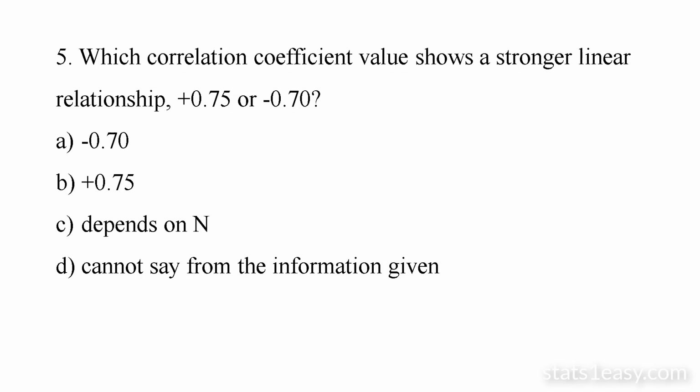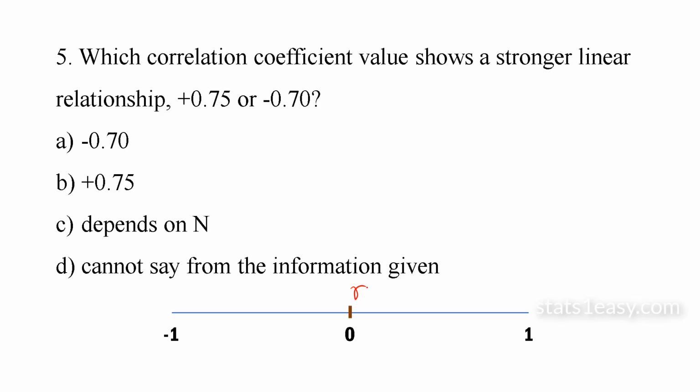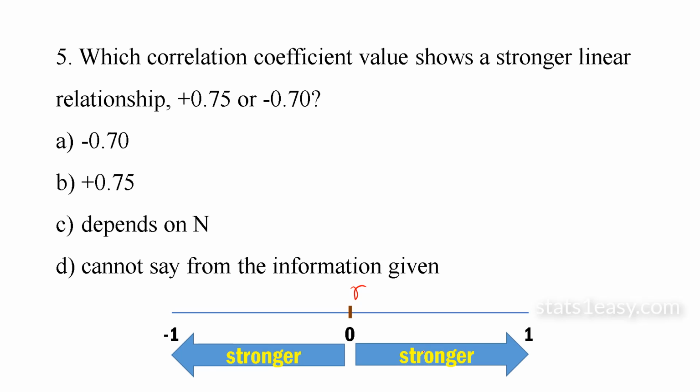Which correlation coefficient shows a stronger linear relationship, 0.75 or -0.70? We know that the correlation coefficient is represented by R. We also know that if R is close to 0, the relationship is weak. So the farther R is from 0, the stronger the relationship. So obviously here, the relationship is stronger for 0.75 than for 0.70. We really don't care about the sign, positive or negative. If it is stronger, it will have a higher absolute value.